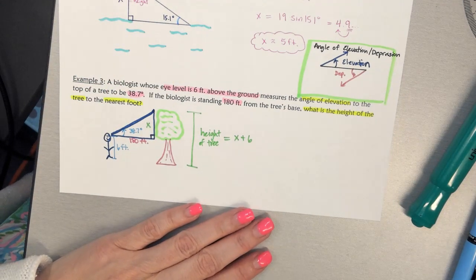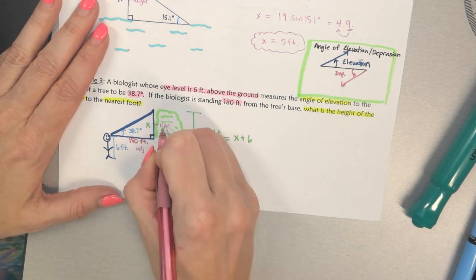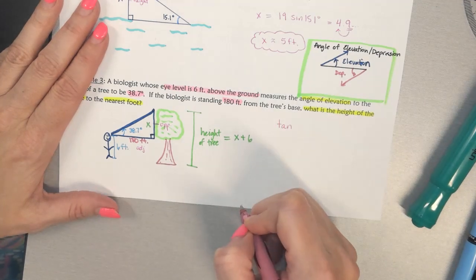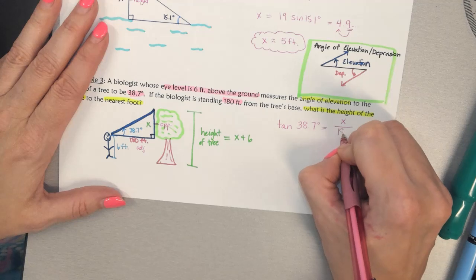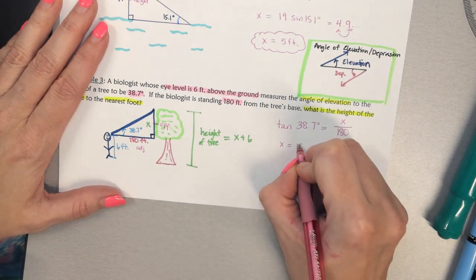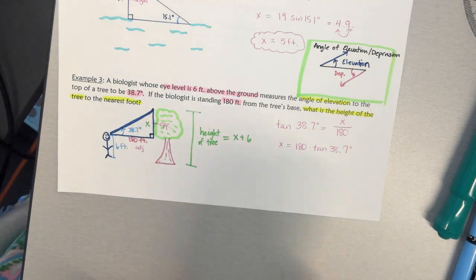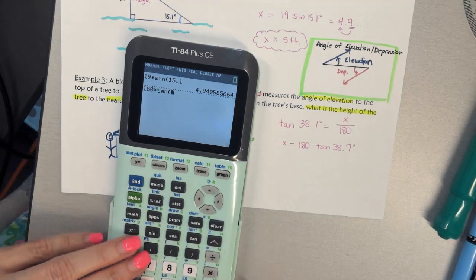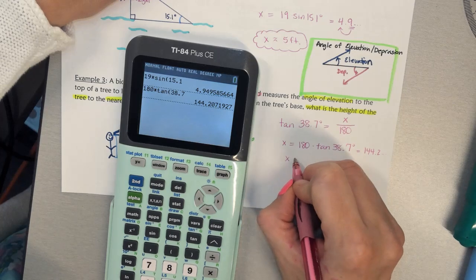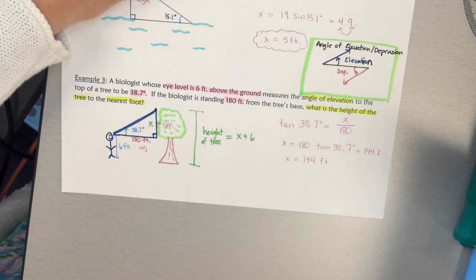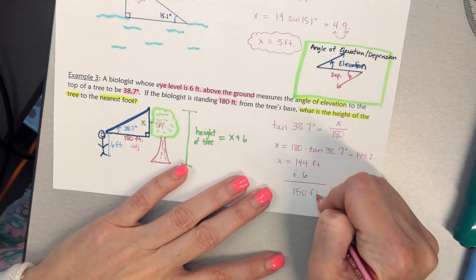Okay, so we're going to set up an equation based on this being the opposite side, and this being the adjacent side. Opposite over adjacent is tangent. So tangent of 38.7 degrees is equal to the opposite over the adjacent. To solve, I would multiply both sides by the denominator. I am rounding to the nearest foot for this. So 180 times tangent of 38.7 gives me 144.2 and so on. So x is going to be about 144 feet. To find the height of the tree, just add 6 to that. So the height of the tree is going to be 150 feet.